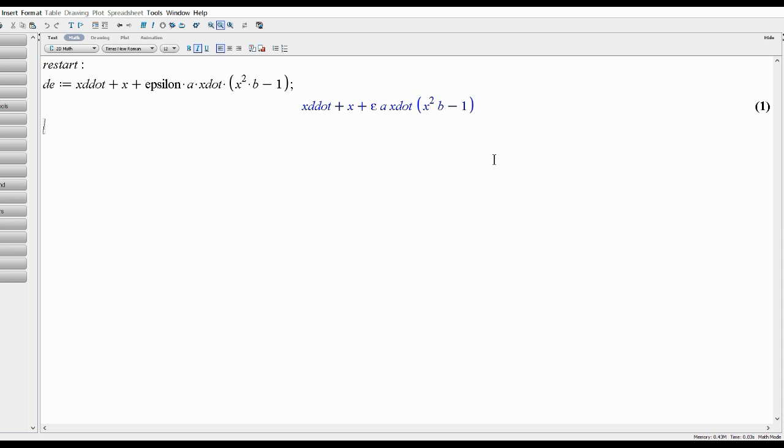Now I want you to notice that if I set B equal to 1 and A equal to 1, this is the van der Pol oscillator that we have studied. And if I set B equal to 0 and A equal to -1, then this is a damped harmonic oscillator. So both are included. We will work with both of them together.